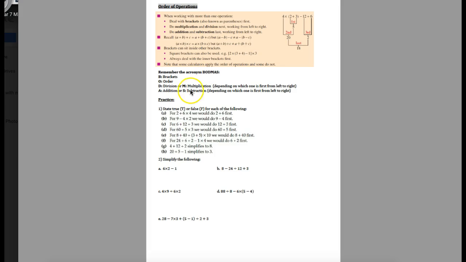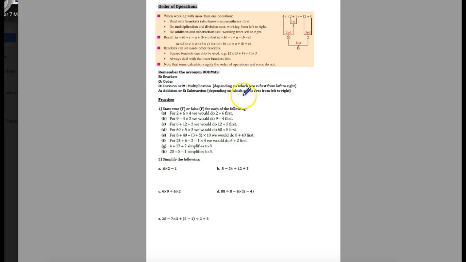So in question 1, we just have to state whether it's true or false for each of the following. So basically, you have an expression. For A, you have 2 plus 6 times 4, and it's saying that we should do 2 plus 6 first. Well, that's the addition. In this expression, we also have a multiplication, so we should do the multiplication first.